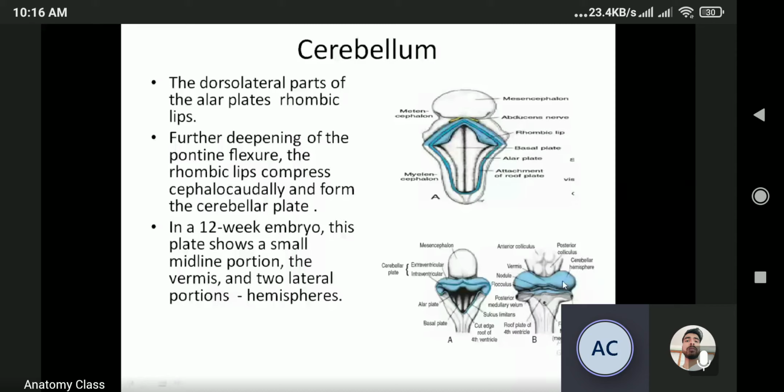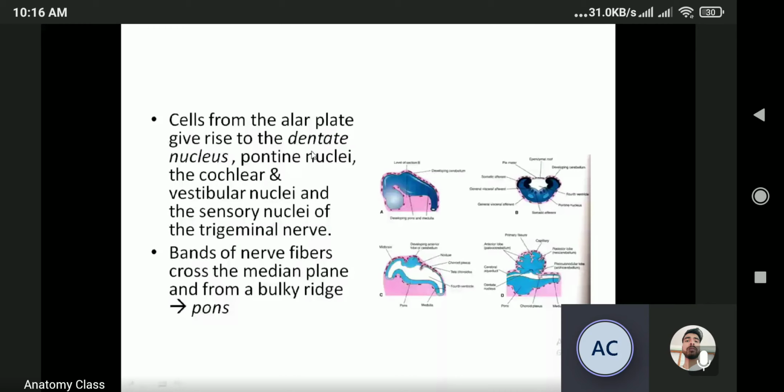Now, cells from the alar plate give rise to the dentate nucleus, pontine nuclei, and cochlear and vestibular nuclei. These are the derivatives you have to memorize. And bands of nerve fibers cross the median plane and form the pons. So first the cerebellum is forming, then you can see the formation of the pons. Look at it, this is the pontine nuclei. It is forming over here.